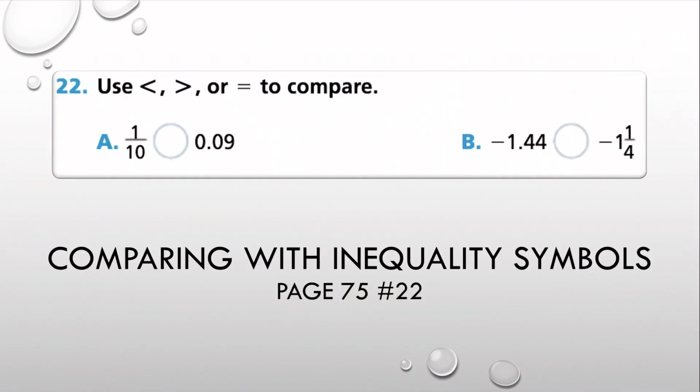Using those fraction decimal equivalents, keeping those in mind, let's work on page 75, number 22. Use less than, greater than, or equal to compare. So remember that first symbol, that's the less than sign. The next one is the greater than sign. Okay, so this one is kind of facing the same direction as the L for less than.